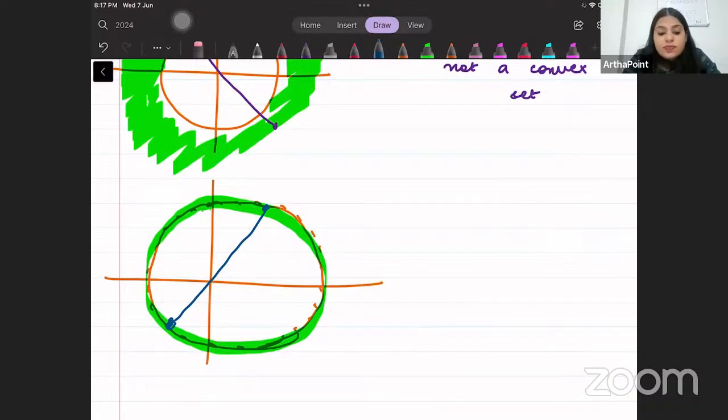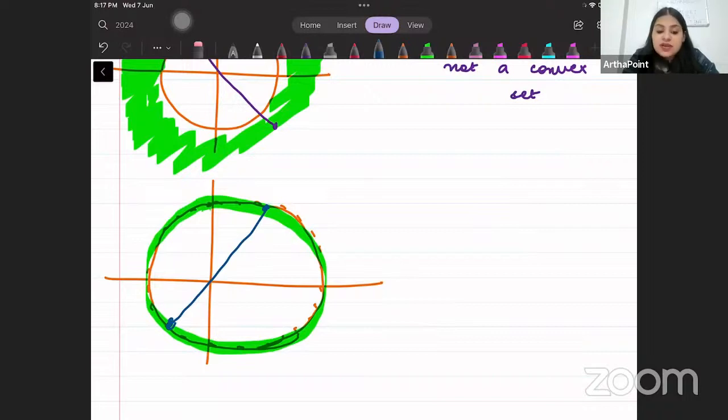Now, a lot of the people will ask similar questions. Is a circle a convex set? Is a line a convex set? Right? Is a circle with interior a convex set? Without interior a convex set? And so on and so forth.